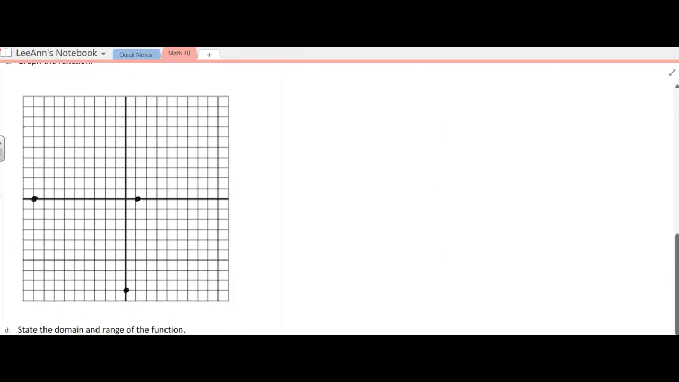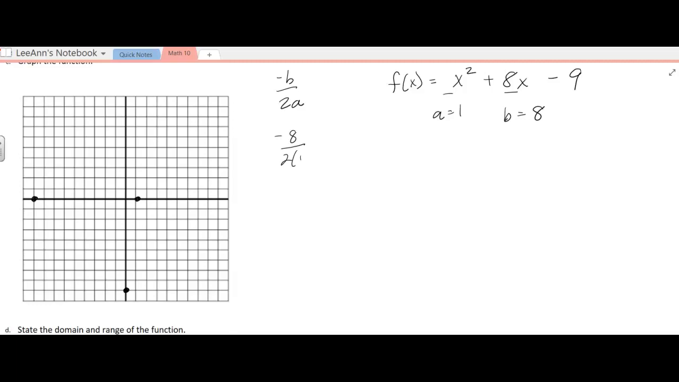Yeah, okay. So how can I figure out where the vertex is? Well, I could use the vertex formula. So the vertex formula says find the opposite of b over 2a. So our function was x squared plus 8x minus 9. So our a is 1 and our b is 8. So we've got negative 8 over 2 times 1, which is negative 4. Okay. So we know it's negative 4, comma, something.